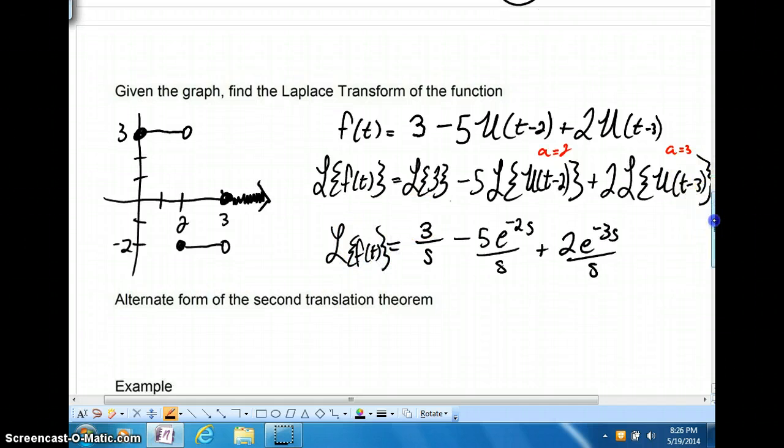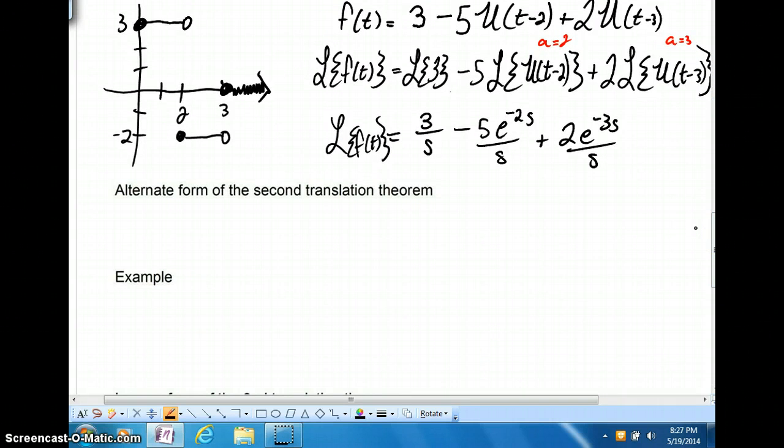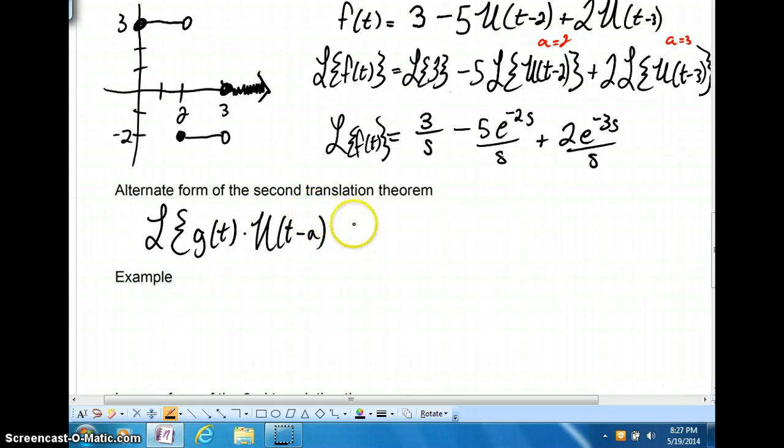Okay, there is an alternate form of the second translation formula. We might notice that instead of having a function f of t minus a, sometimes the argument of that function doesn't have a translation. It doesn't have a t minus a in it. But let's say that we're still multiplying to the unit step function u of t minus a. You might wonder what this is going to work out to. Now in class I'm going to prove this. In our book it's proven also. But for right now, let's just copy this down, save some time for our video.